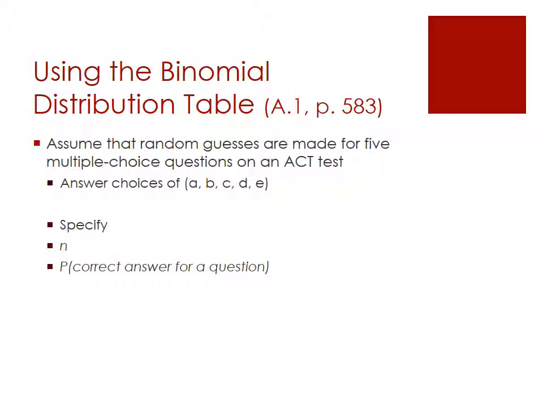Okay, in this section we're going to be looking at solving binomial probability distribution problems using the distribution table. That's on table A.1 on page 583 of your book, so you need to be able to pull up that table and look at it while we work through this problem.